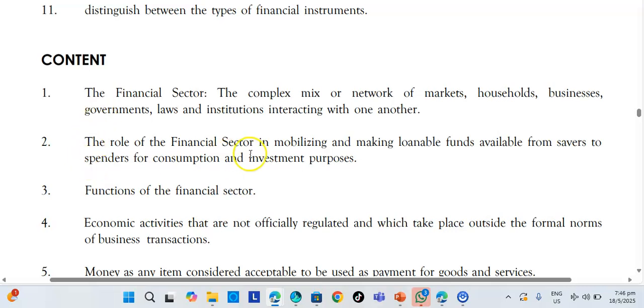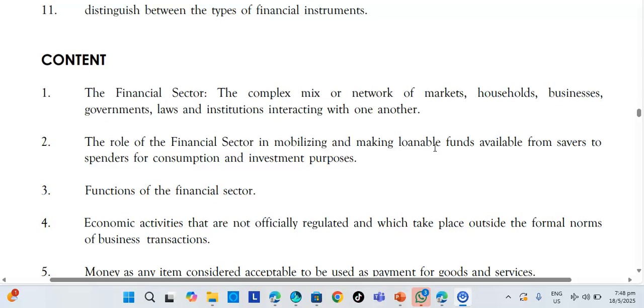What is the role of the financial sector? Mobilizing and making loanable funds available from savers to spenders for consumption and investment purposes. Now, the financial sector includes institutions like banks, credit unions, insurance companies, stock markets, and central banks that help manage money in an economy. The main role of the financial sector includes mobilizing and lending funds. The financial sector acts as a bridge between savers and borrowers.